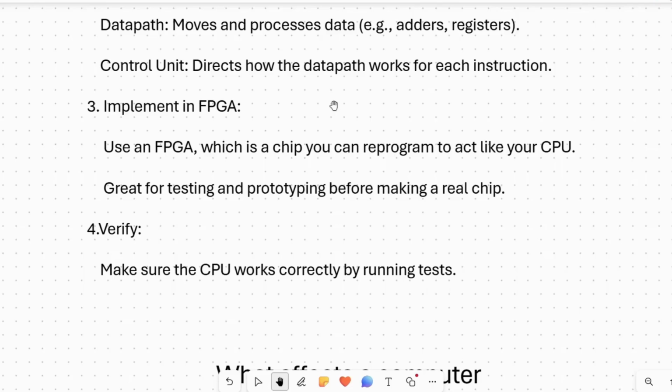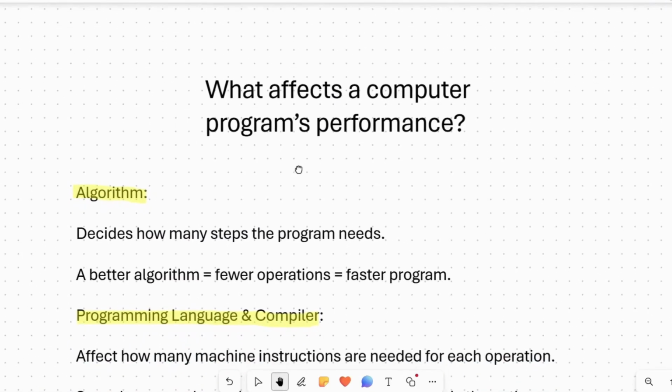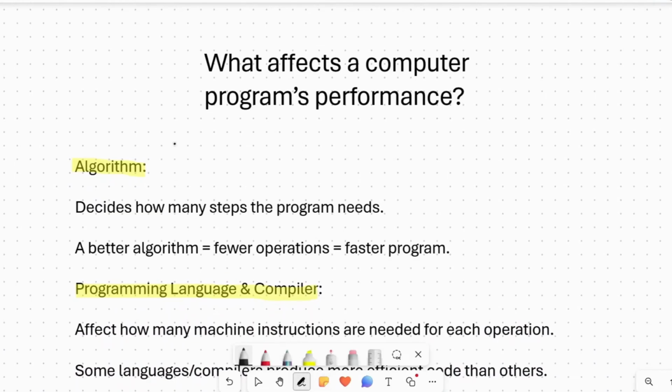Last of all is verify. Make sure the CPU works correctly by running tests. So verification is also very important for designing a CPU. So let's go to our next topic.